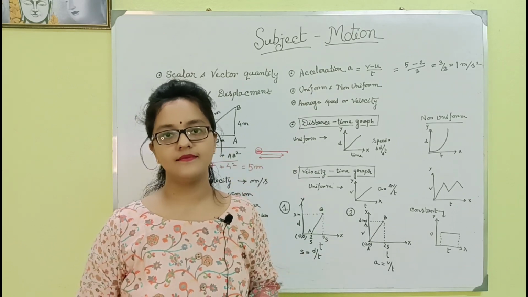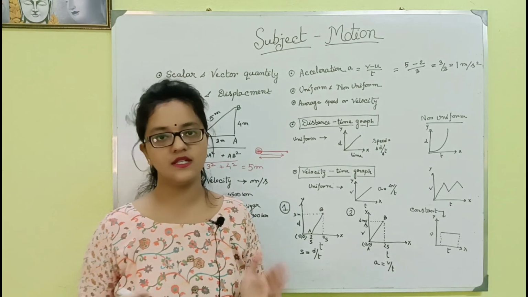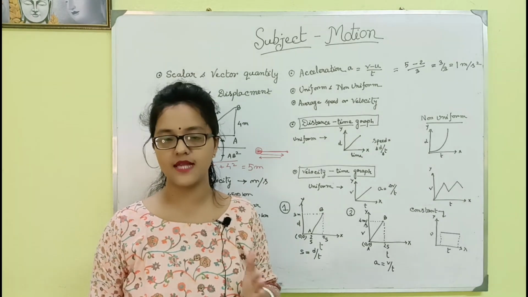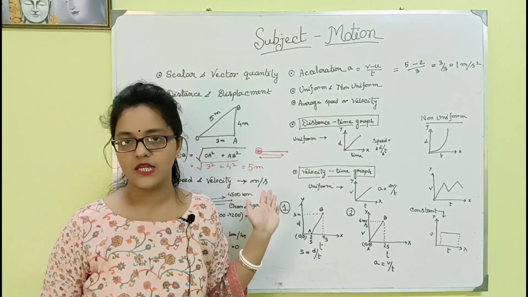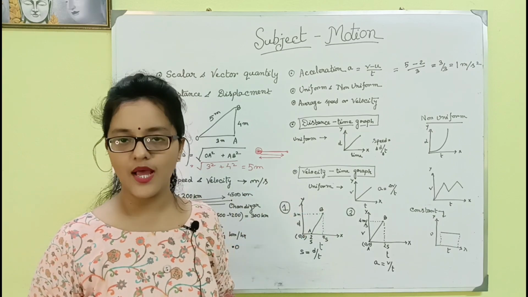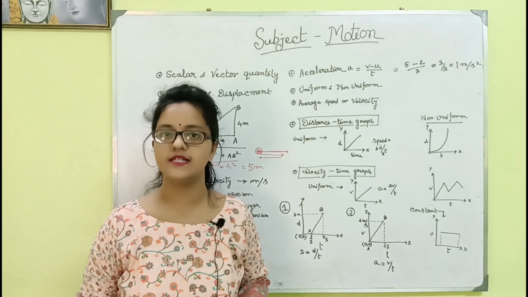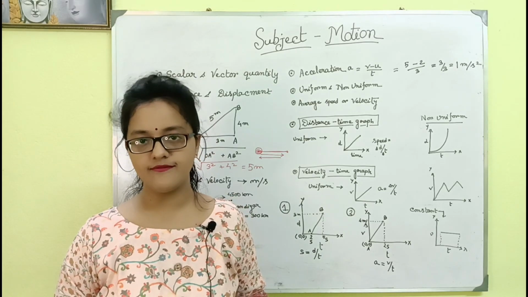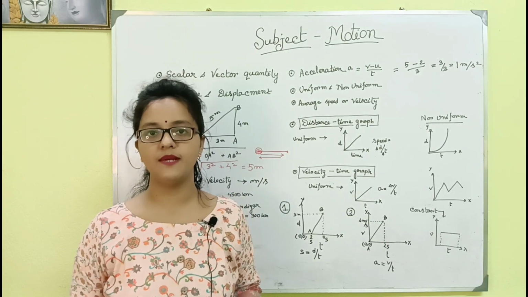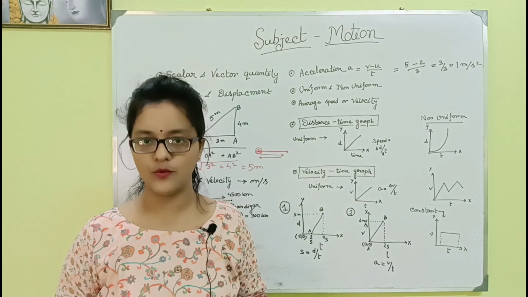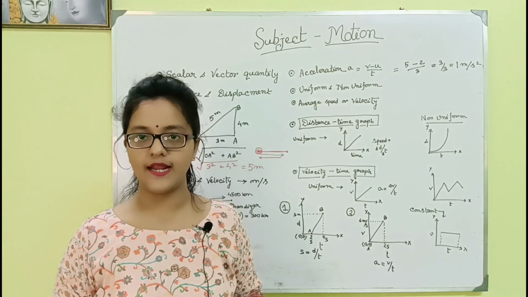Now I am talking about the SI unit. Scalar quantity, vector quantity, displacement and distance: this type of problem can be in your exam paper. The SI unit for distance is meter. The SI unit for displacement is also meter. When the problem in your exam paper is given in kilometer or centimeter, you have to convert it to meter to get the answer.